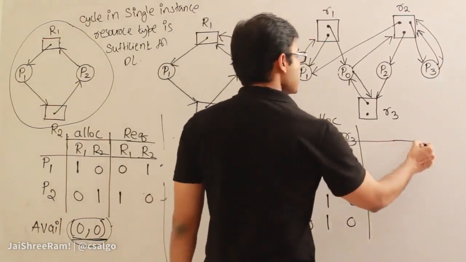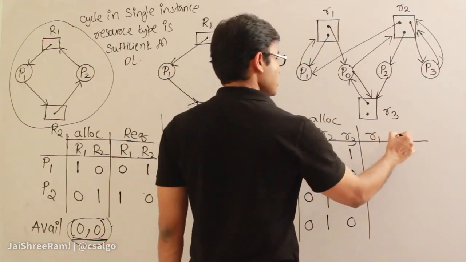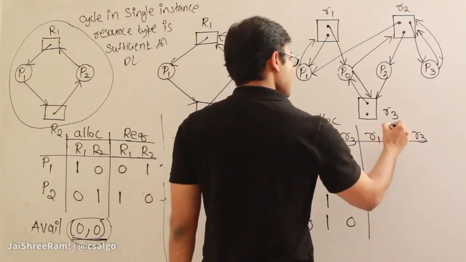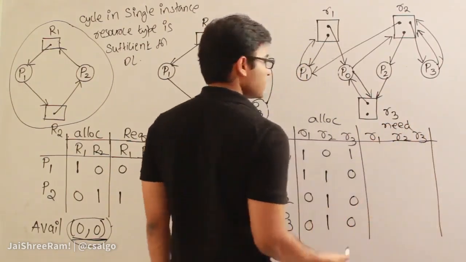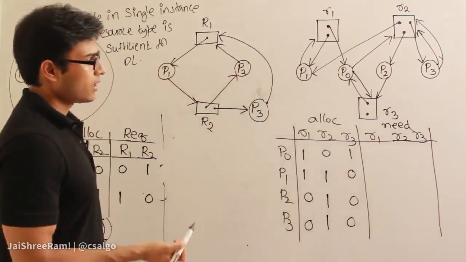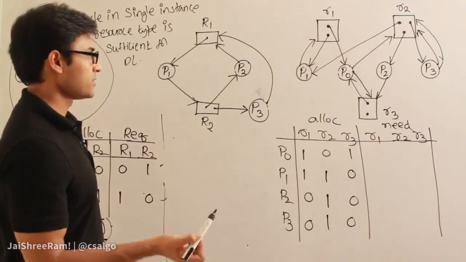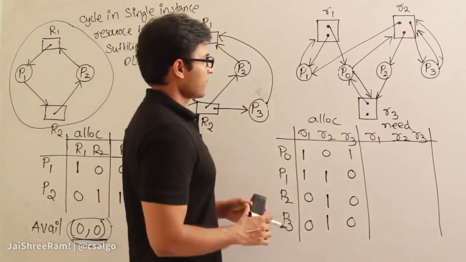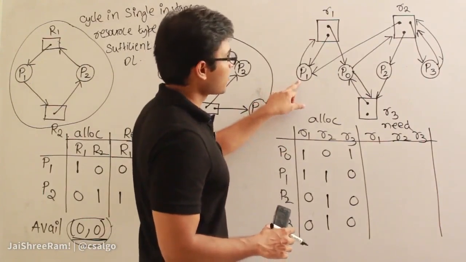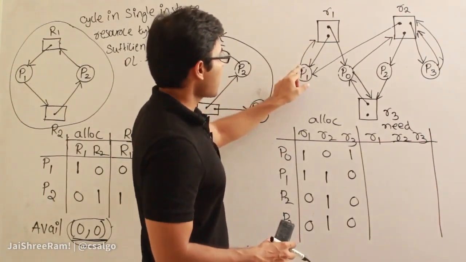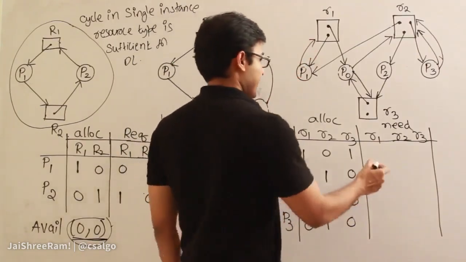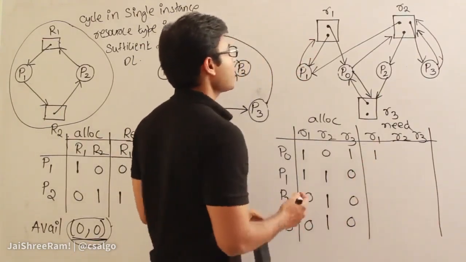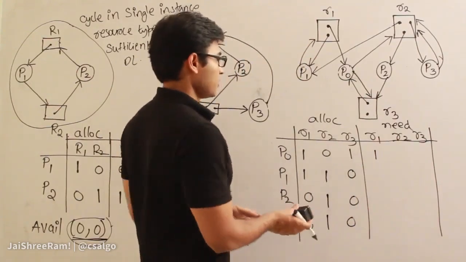And what about the need? So in order to find out the need, what you should do is go to the processes and see the outgoing edges. That is what gives you the request, right? So go to each one. Now if you look at P1, what are the outgoing edges? Only one outgoing edge, and it is going to R1. Therefore P1 needs only R1, which means 1. And what about P0, right?